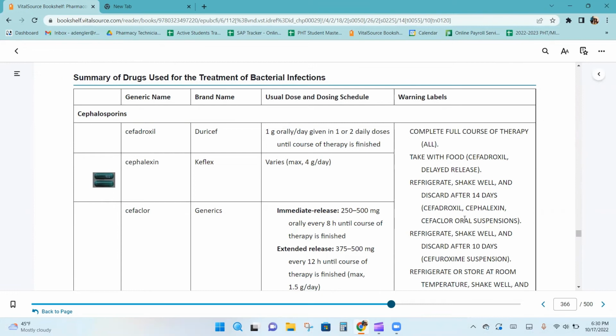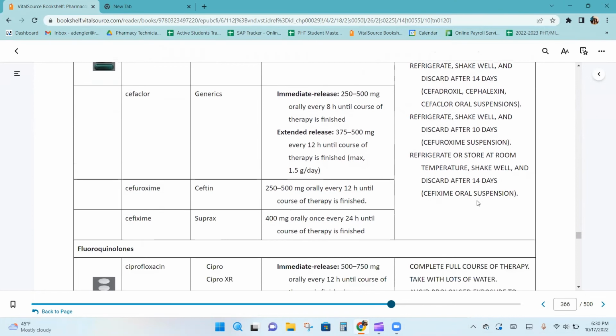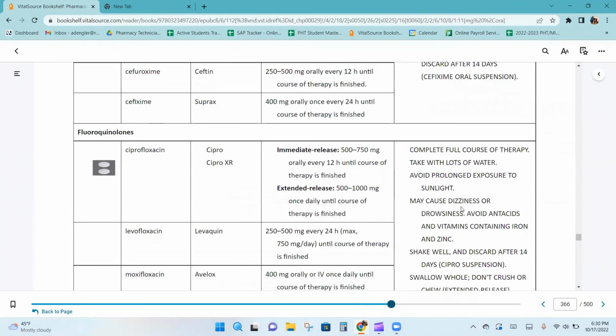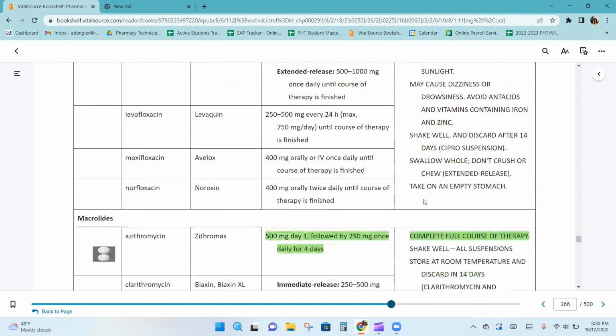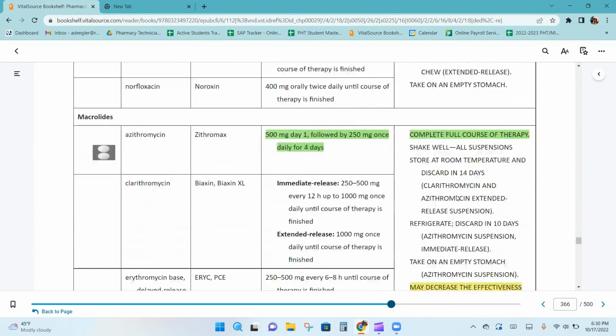All right, now we have our summary of drugs used for the treatment of bacterial infections. We went over all these, but we're going to go over the warning labels. So, of course, for all of them, to reduce microbial resistance, we want to complete the full course of therapy. Cefadroxil, we want to take with food. Refrigerate and shake well for all suspensions. For the fluoroquinolones, we're going to take with lots of water, avoid prolonged exposure to sunlight, may cause dizziness or drowsiness, avoid antacids and vitamins containing iron and zinc. We're going to shake our suspensions well, of course, swallow whole, do not crush or chew, extended release, and take on an empty stomach.